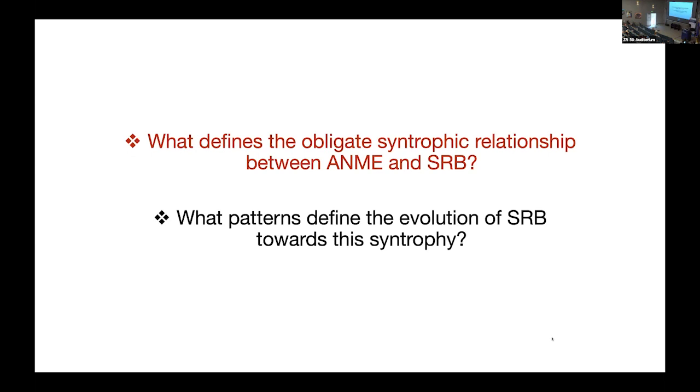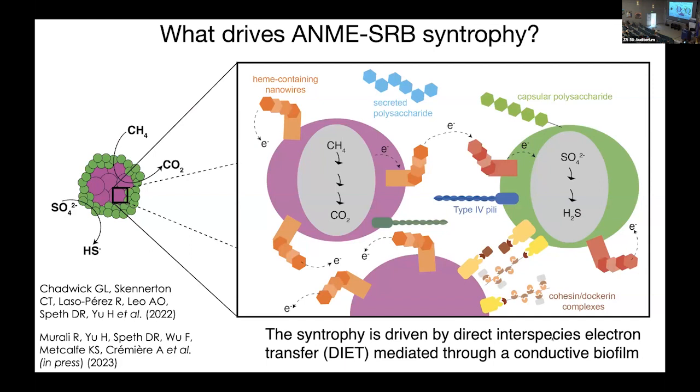What does ANME-SRB syntrophy involve? And so this is my description of what the biofilm looks like when you zoom in. You basically have an extracellular matrix with polysaccharides, much like Pseudomonas and so on and so forth. And you have structural components such as type 4 pili and adhesins that make up all of these components in a biofilm. In addition to that, what essentially drives the ANME-SRB partnership is direct transfer of electrons from the anaerobic methanotrophic archaea to the sulfate-reducing bacteria. So as I said, the only way this works is if the electrons that come from methane oxidation go into the bacteria. And how that happens is through a conductive biofilm that has these heme-containing nanowires that can move electrons.